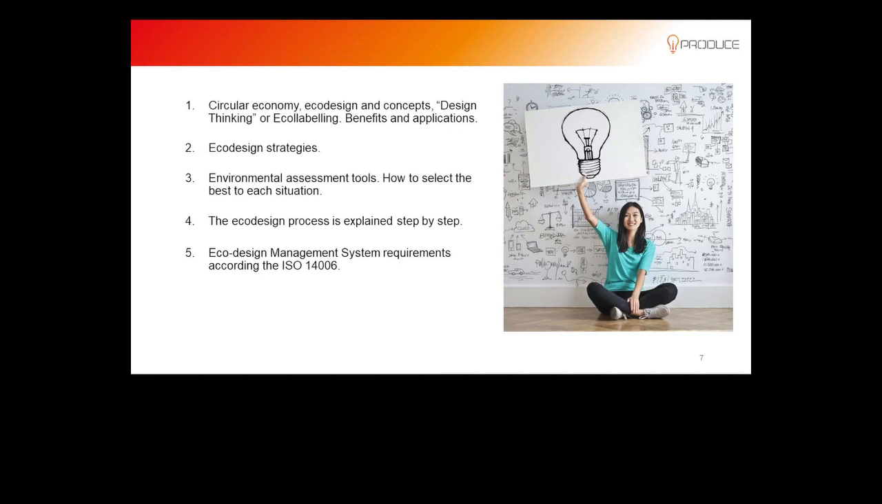Ecodesign strategies are explained following the life cycle of the product, from the concept itself to the material selection and reduction, the production process, the distribution and the use stage, ending at the final treatment. Each strategy is illustrated with examples to inspire companies to adapt and apply the strategies by themselves.